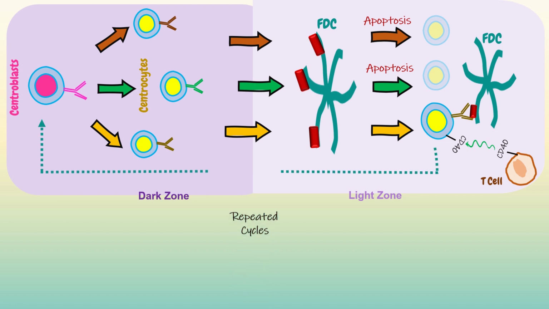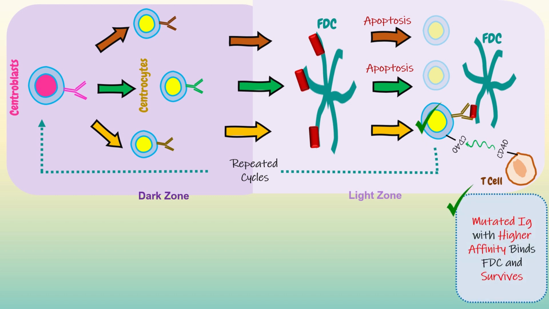The centrocytes receive survival signal through CD40 from CD40 ligand-positive T cells in the light zone. They then migrate to the dark zone again and begin the new process of cell division as centroblasts. So, the whole summary of this process is that mutated immunoglobulin with higher affinity binds antigen-presenting follicular dendritic cells and survives. Now, the affinity of surface immunoglobulin for antigen can increase due to point mutation.